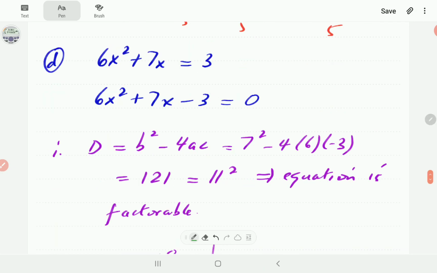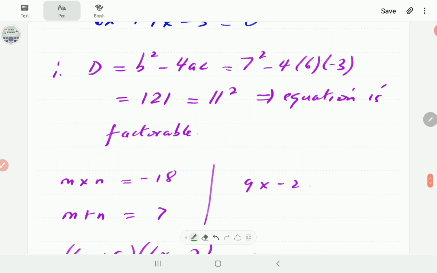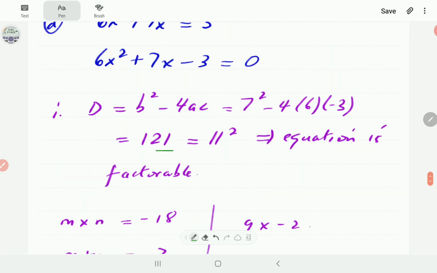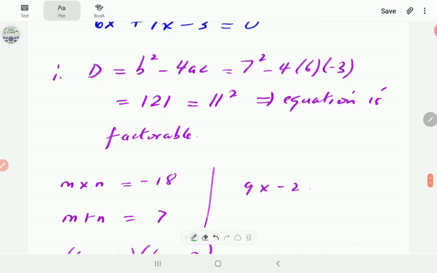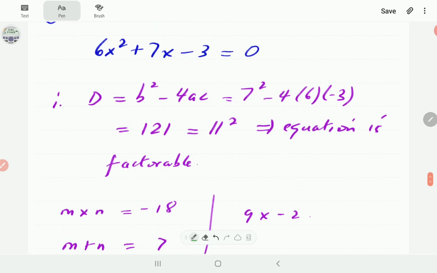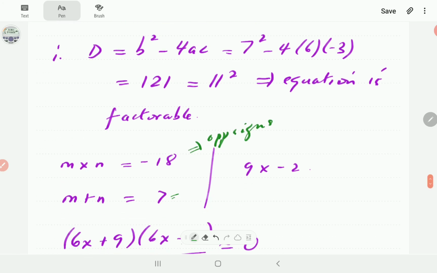Then in D, again we first bring everything to the same side. This time the discriminant is 121, which is 11 squared, so the equation is definitely factorable. So we're going to have to look for two numbers that multiply to give 6 times negative 3. So these numbers are going to have opposite signs, and then when you add them you get 7. So these numbers are such that the bigger one is positive.